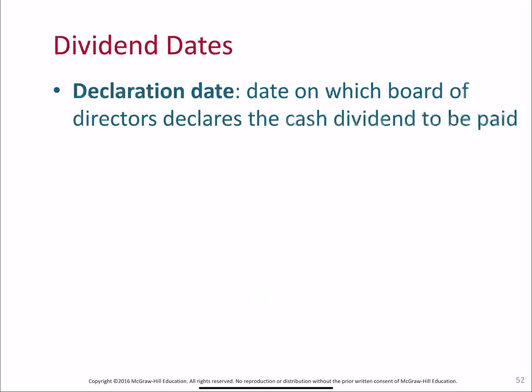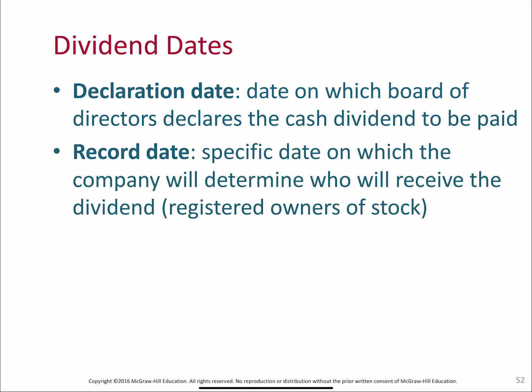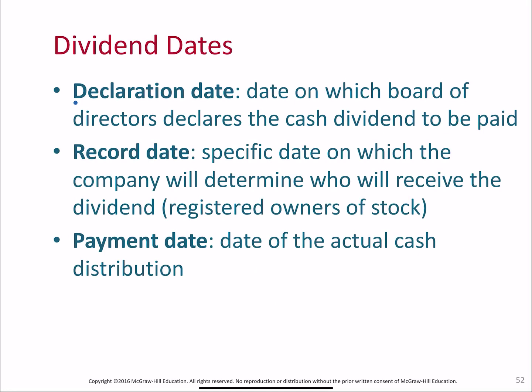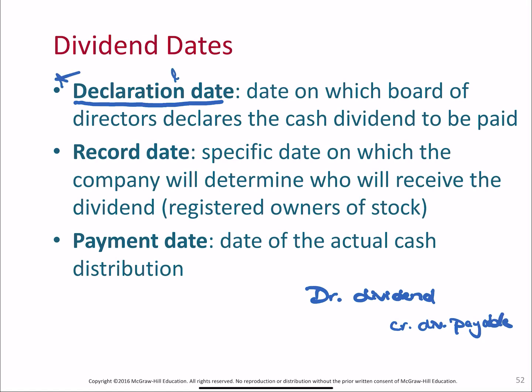An important point to note are dividend dates. So I want to walk you through these 3 dates. Declaration date. This is the date I have to make my journal entry because I've declared to the world I'm going to pay a dividend. Okay, and on that declaration date, I'm debiting dividend, which is a contra equity account, and I'm crediting dividend payable. So the key to remembering that is I've declared it.